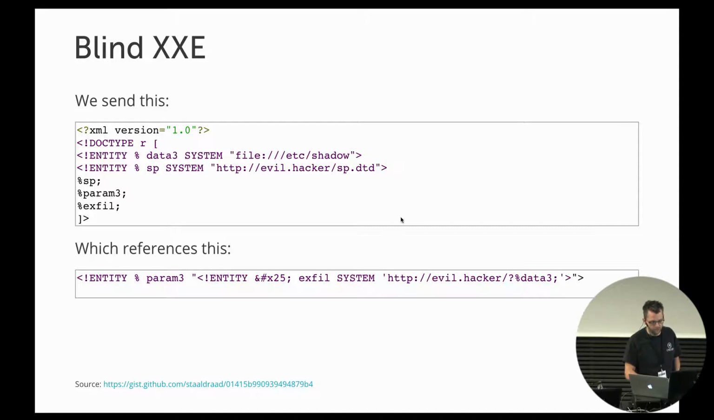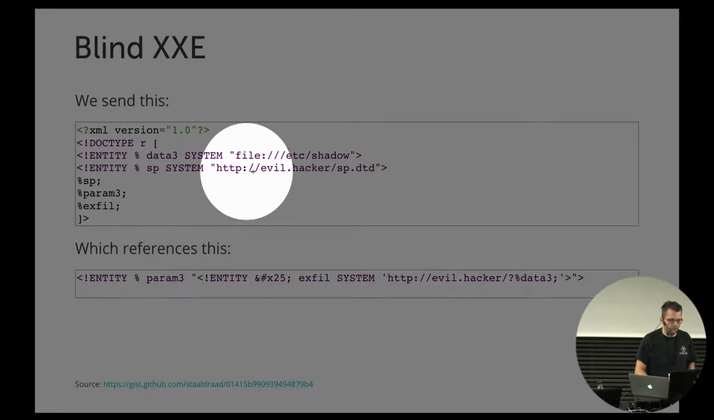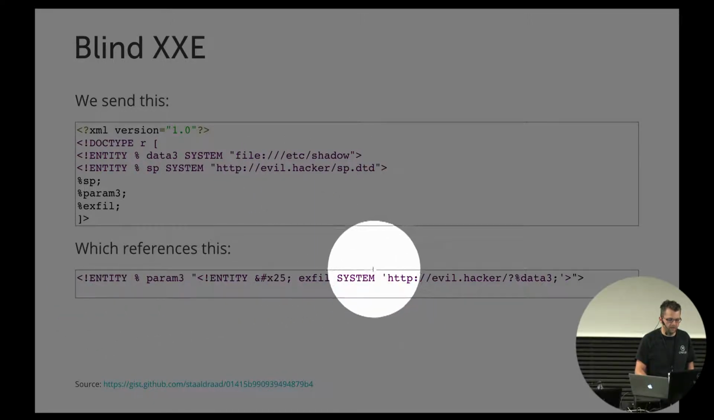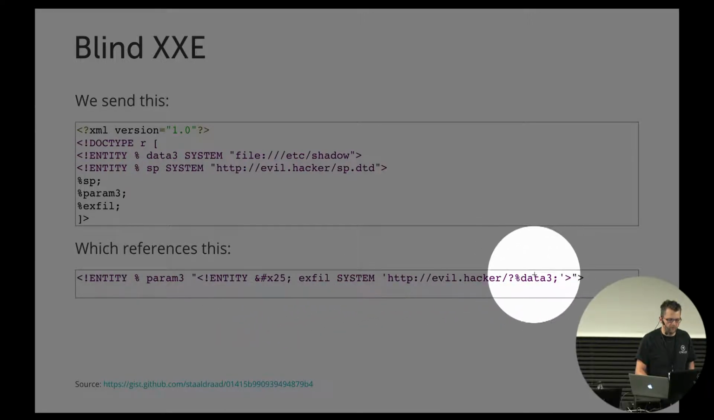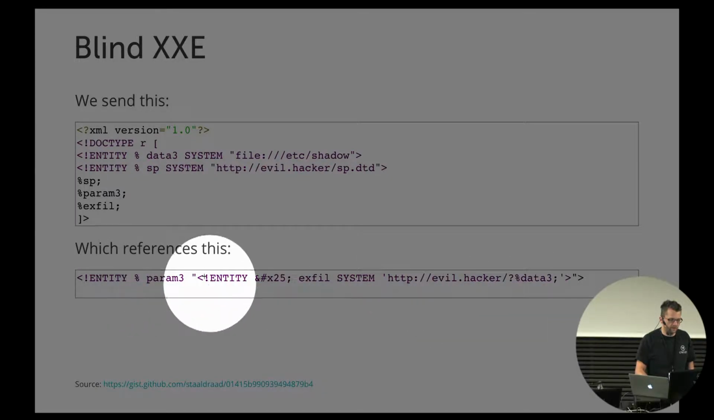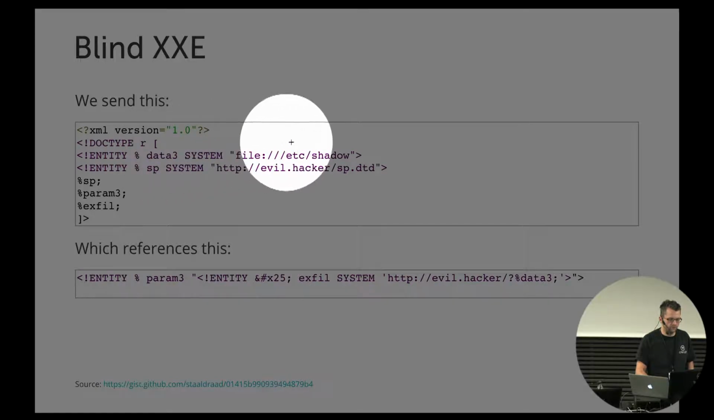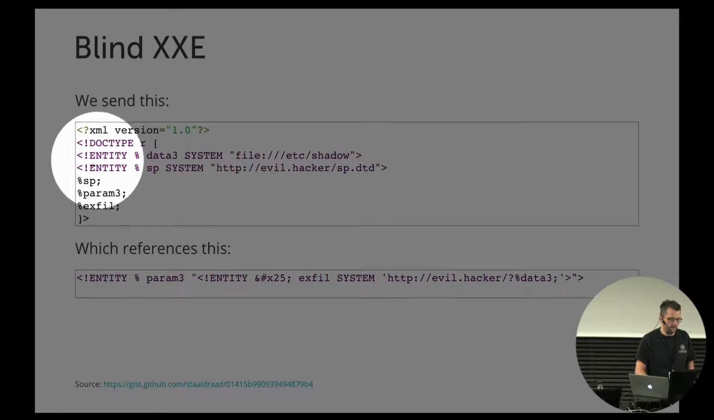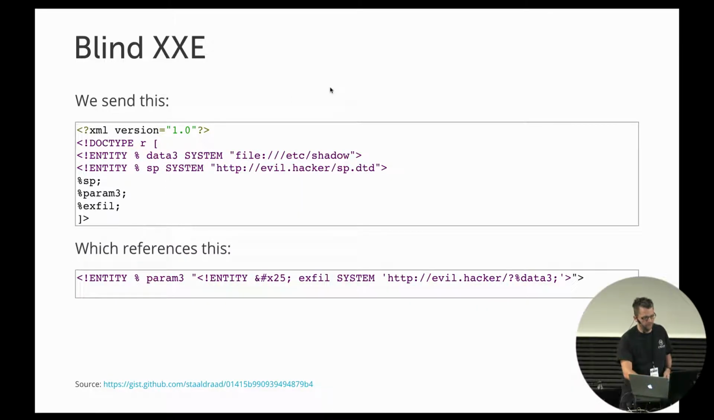So in this case, we tell it here to load this DTD from our evil hacker domain, and we see the DTD down here. What it does is define an entity called xfill, where it tries to use some variable called data3 as a part of the URI. And data3 is defined up here to contain the content of the shadow file. Then we just use all of these parameters down here, and voila, it just uploads the file if it can.